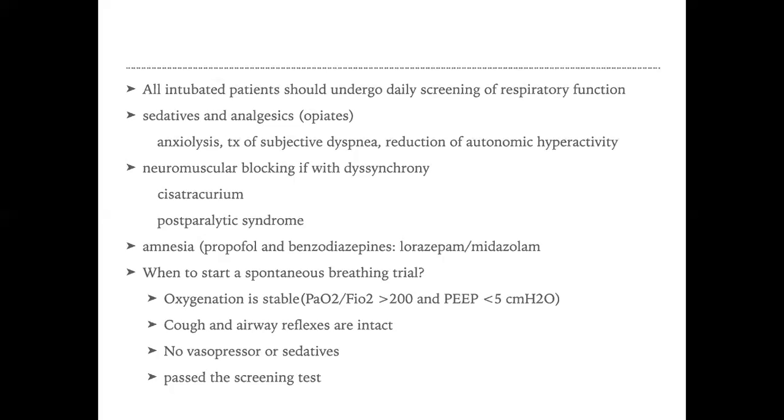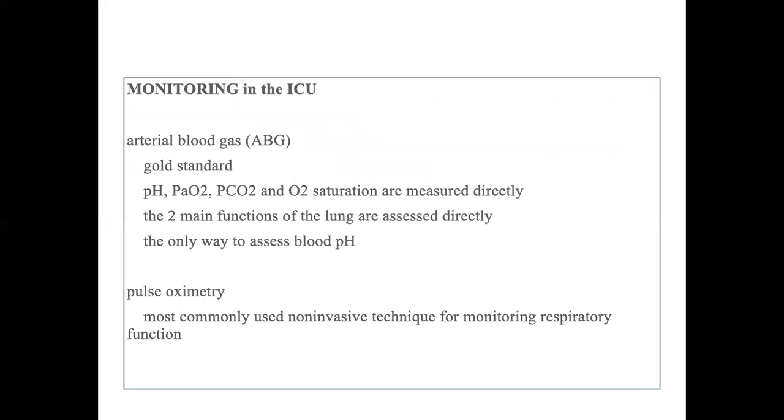In your daily screen, you have to look into the oxygenation of the patient, because if you're able to demonstrate a good oxygenation, that's at least a PF ratio of more than 200 with a PEEP of less than 5 centimeters water, then the patient may be a candidate for a spontaneous breathing trial, especially if the patient's cough and airway reflexes are intact and you are no longer using vasopressors. And if the patient would pass the spontaneous breathing trial, then liberation from the mechanical ventilation could be done.